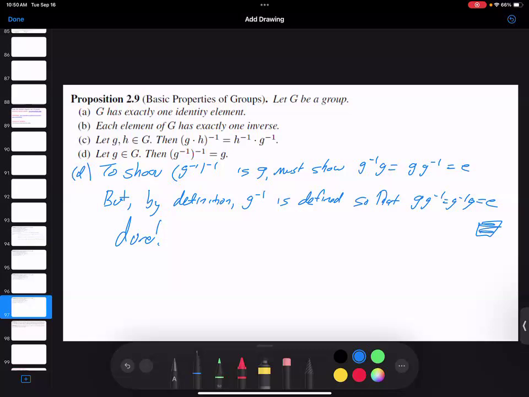What does it mean for g inverse to be the inverse of g? It means g inverse times g and g times g inverse is the identity. So if I believe that g is the inverse of the inverse, I just have to check: does g inverse g equal g g inverse equal the identity? Yes, by the definition of what it means for g inverse to be the inverse of g. So we now have a bunch of nice properties. And so I'll do extra credit.